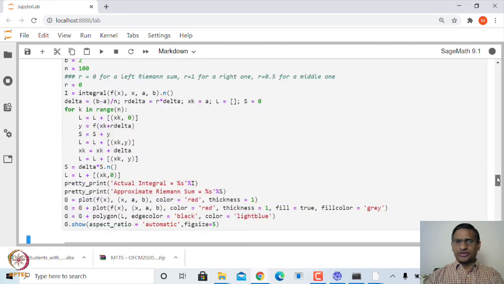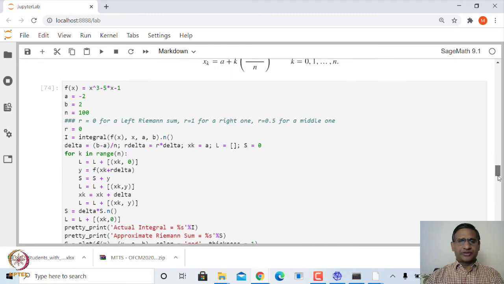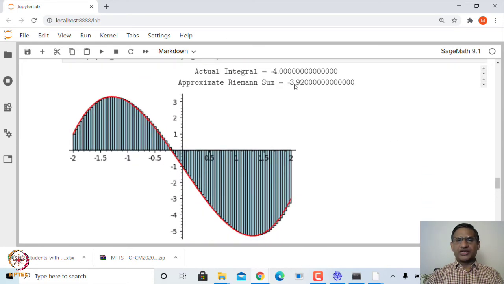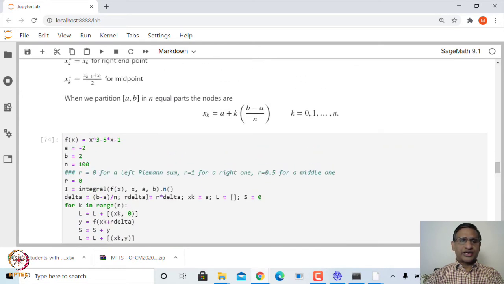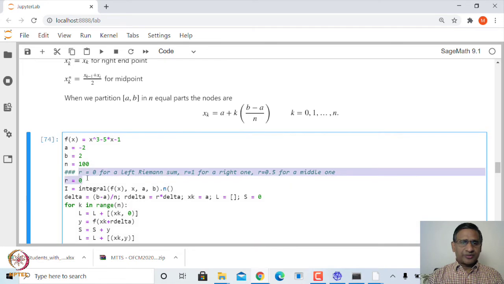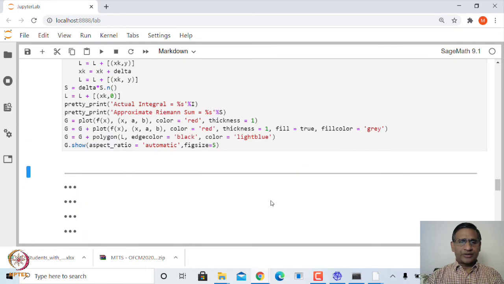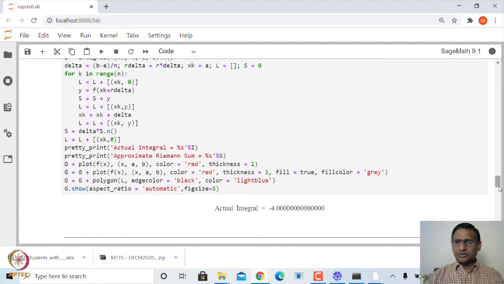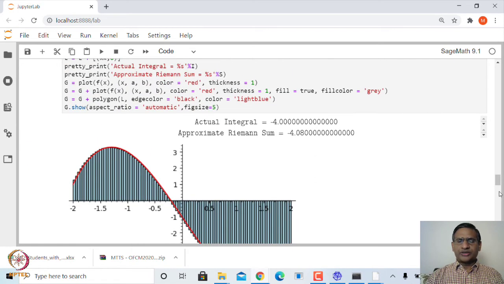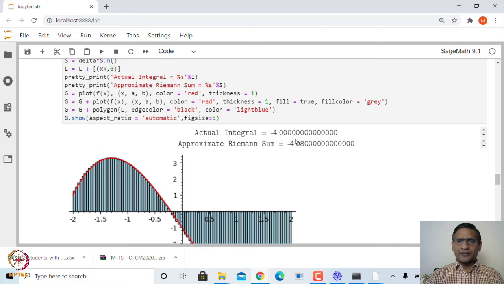In this case the approximate area is -3.92, whereas the actual is -4.0. And you could do it with the left endpoint or the right endpoint. If I make r equal to 1, this will use the right endpoint. You can see here that if you take the right endpoint, the approximate area is somewhat more than the actual area, a little bit more, right.